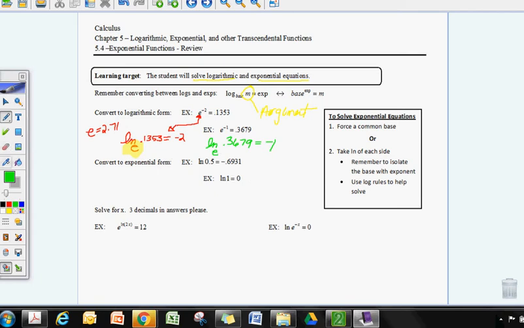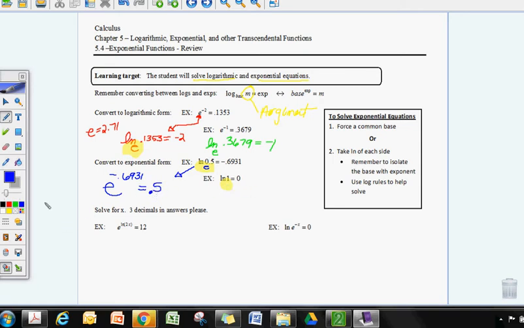We're going to do the same thing now, but we're going to start with the log. Please remember, what's the understood base that's hooked on to both of these? You need to know that it's automatically a base e. So if I write this exponentially, my base is e, raised to the negative 0.6931 power, and it's going to equal 0.5.